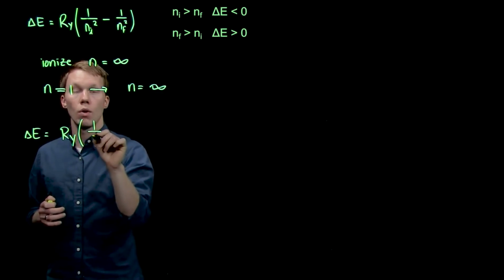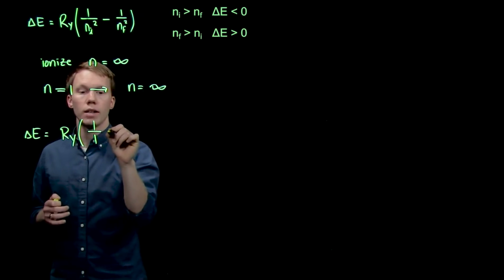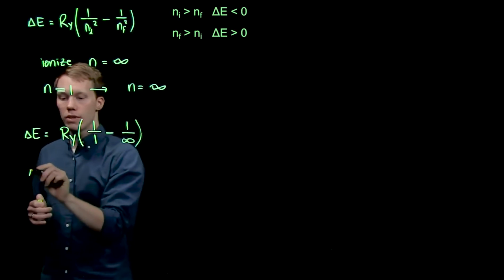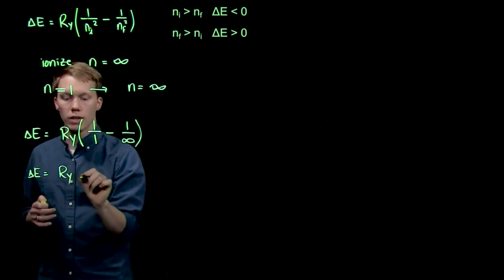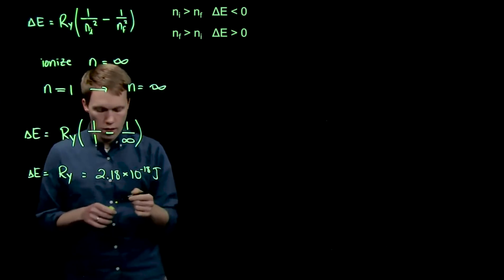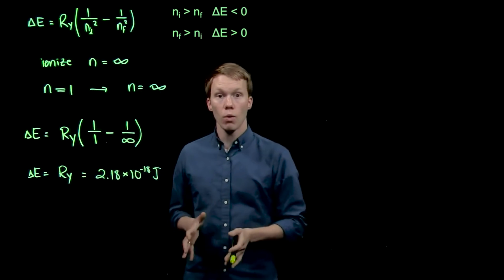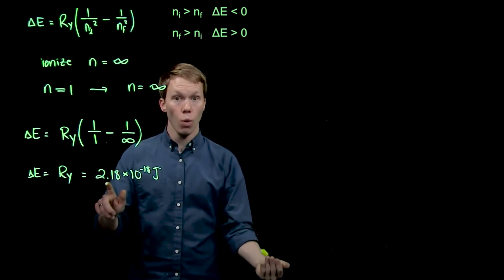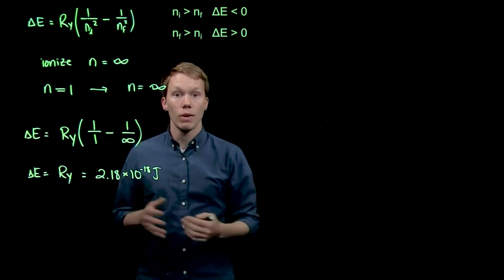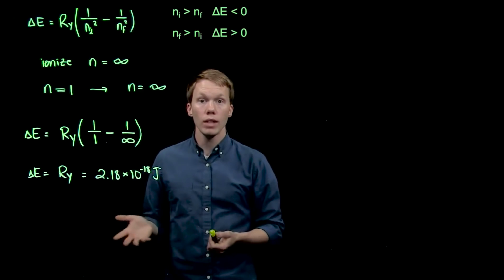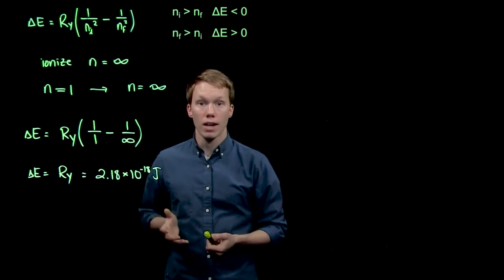So 1 over ni squared, which would be 1 squared, so that'd be 1 over 1, minus 1 over infinity, which is 0. So delta E is equal to the Rydberg unit, which is equal to 2.18 times 10 to the minus 18th joules. So if we want to completely remove an electron from an orbit, we can put in this much energy. That will take my electron from n equals 1 to n equals infinity, and we'll now have the H plus ion. And that's important, and we'll look at ionization energy trends when we talk about the periodic table in later lessons.